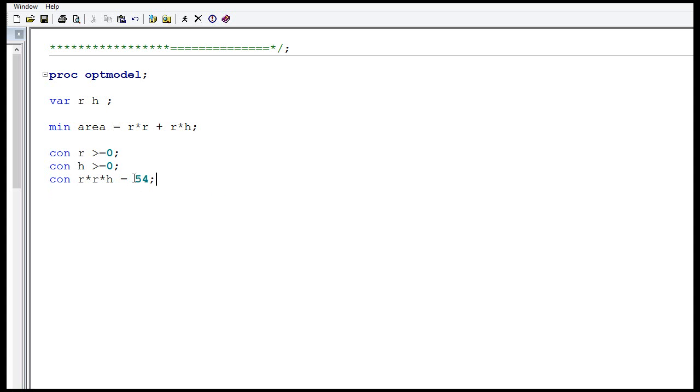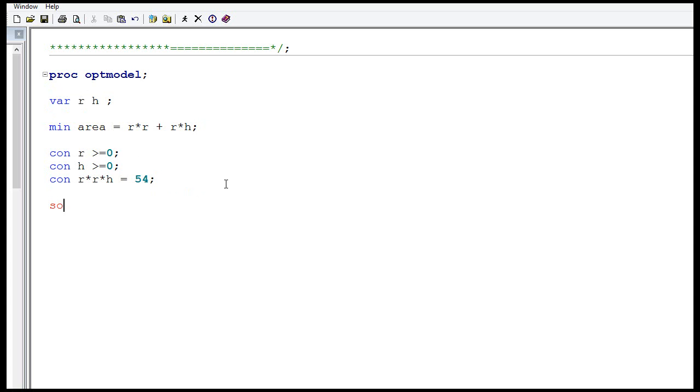So these are my three constraints. This is my objective function. The objective function is nothing but the function which we minimize or maximize. In this case we are minimizing. There will be places where we would be maximizing. And what are the variables we are interested in? R and H, radius and height.